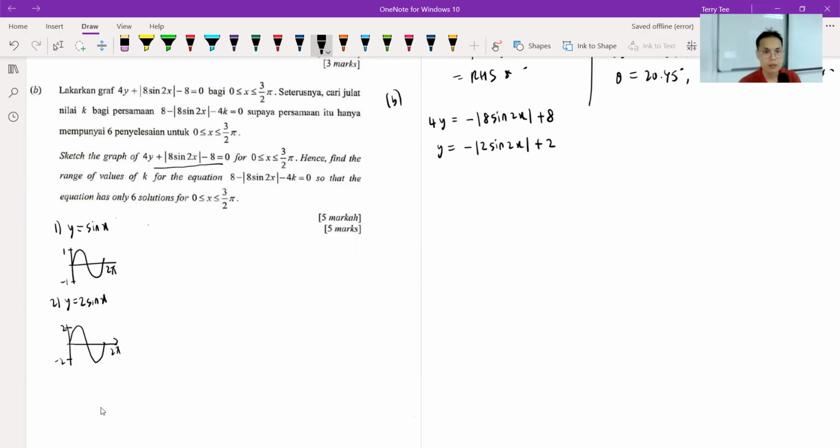Okay, 0 to pi. Then let's draw 2 sine 2x. 2 sine 2x means I have to draw 2 cycles from 0 to 2 pi. 1 cycle, 2 cycles, 0 to pi. But notice that in this question, we're supposed to draw until 3 over 2 pi. So maybe I trim it off here. I don't have to draw more than that. That means I only draw 1, 2, 3 shapes. It consists of 1.5 cycles. Okay. Now, maximum is still 2, minimum minus 2.